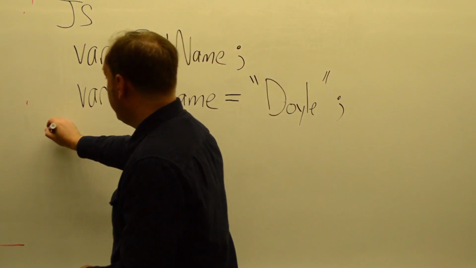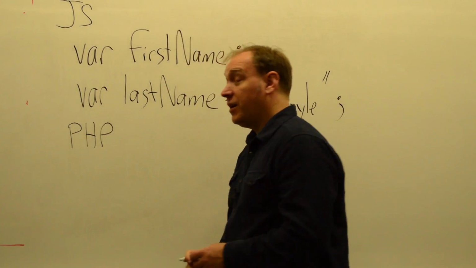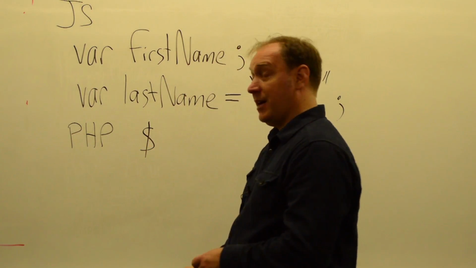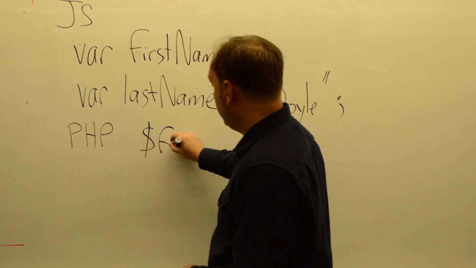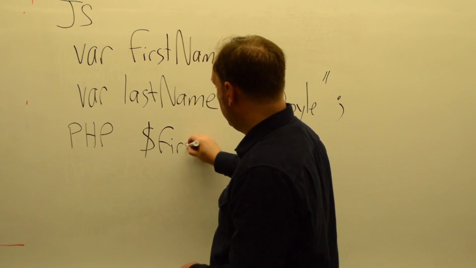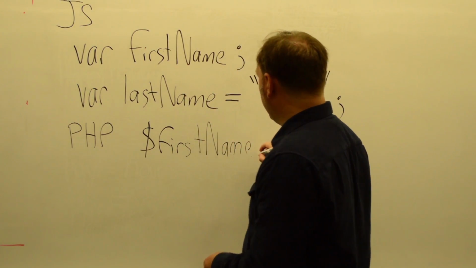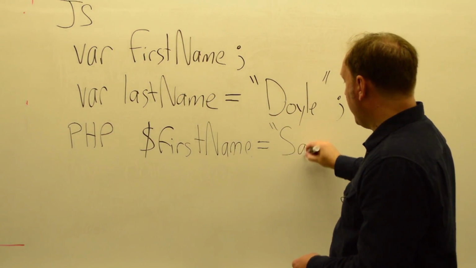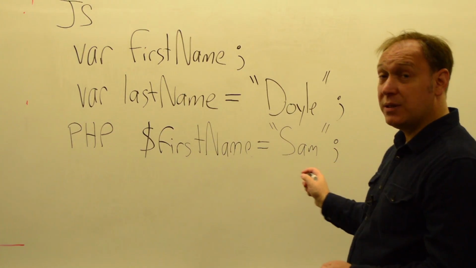In PHP, variables are easy to spot because they all start with a $ sign. So $firstName. And like JavaScript, you're also able to assign it a value in the same statement that you declare it, also ending with a semicolon.